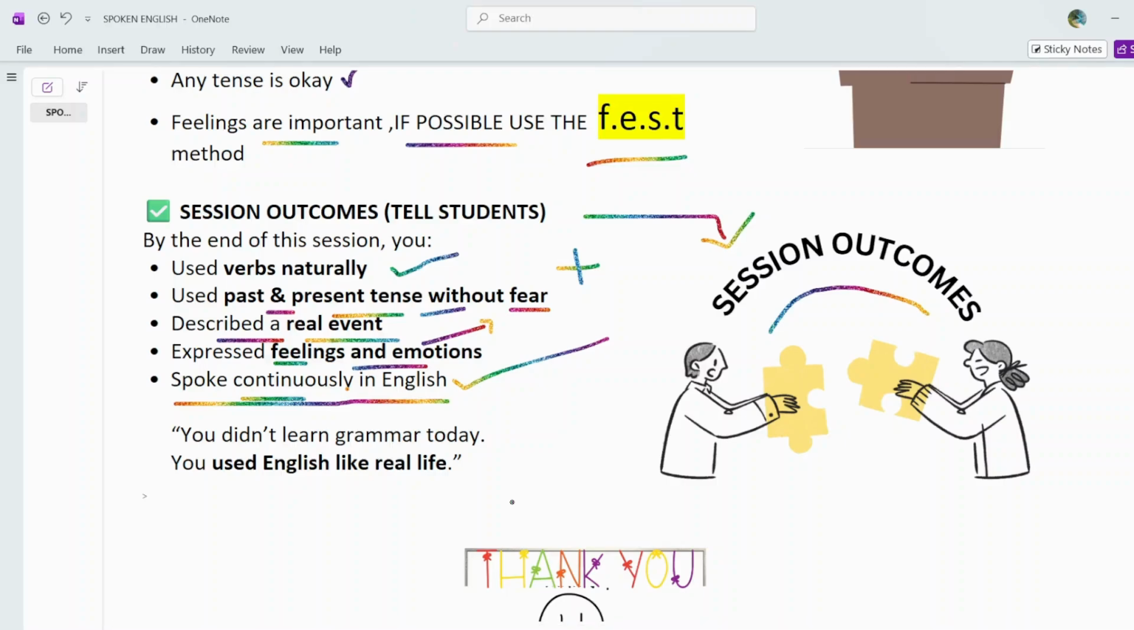Okay, so today you did not memorize grammar, you learned how to describe your life. So remember this forever, guys. English is not only about grammar or grammatical tools or how you go about using grammar. It's about sharing experiences as well. Okay. And for that, the FEST method is enough. All right. So, just to give you a recap, you learned about verbs, you used the past and present tense, and you also learned how to express feelings or emotions and describe a real event.